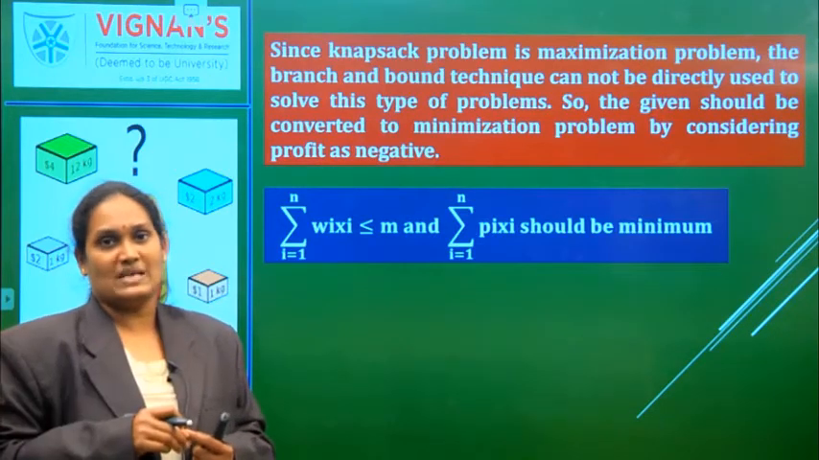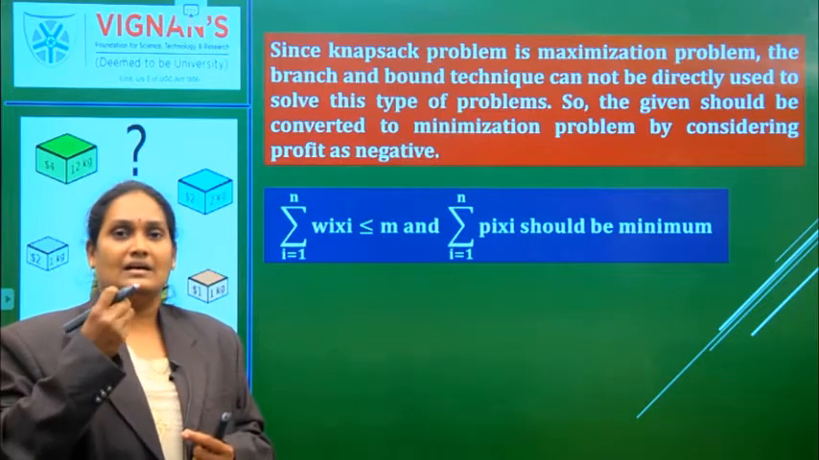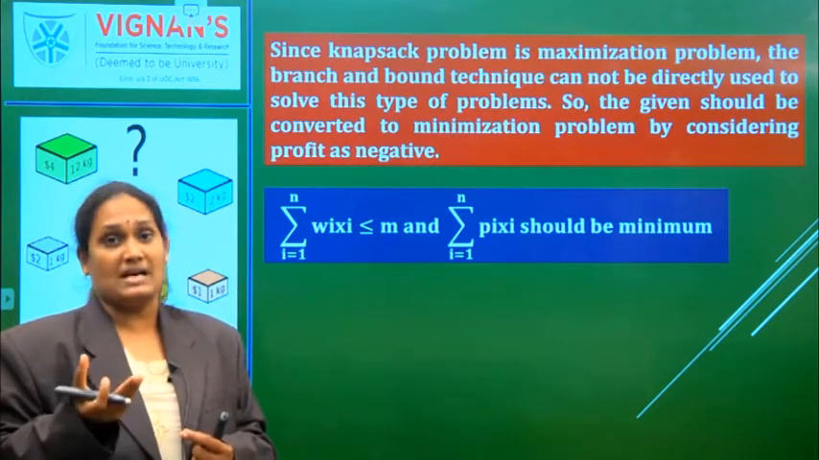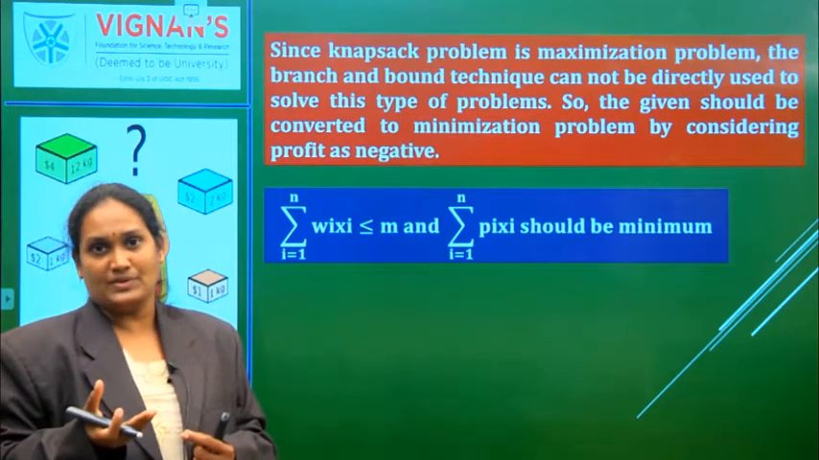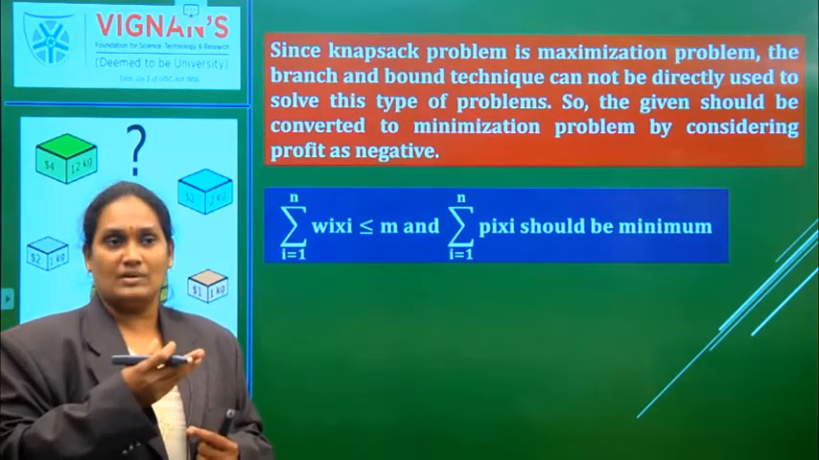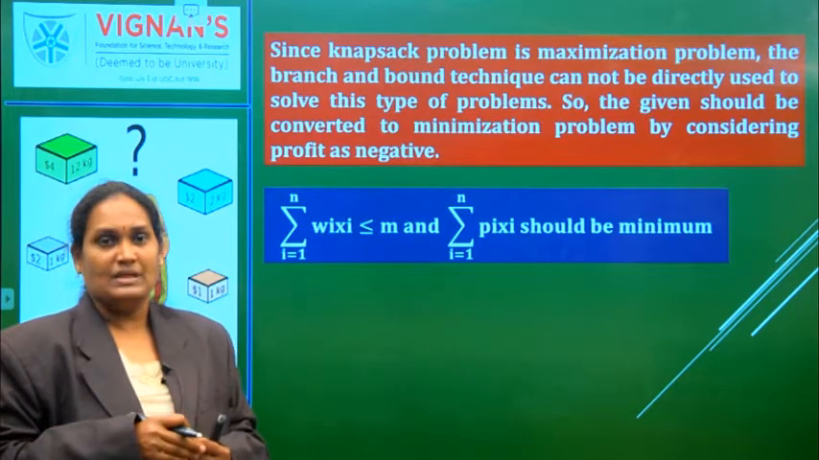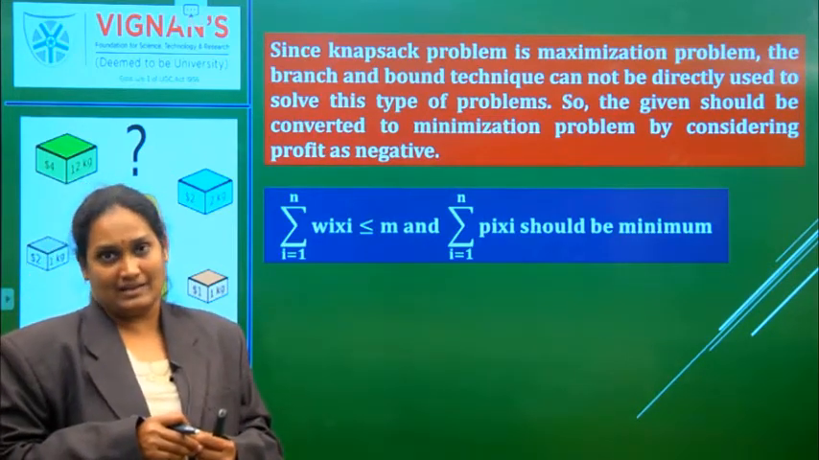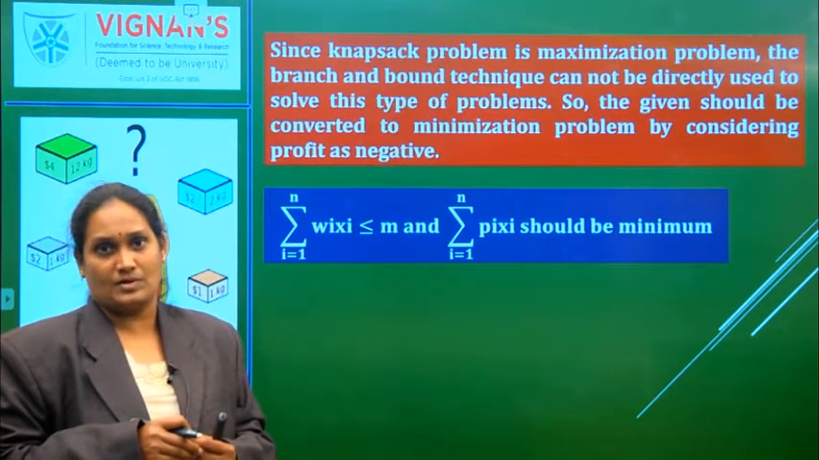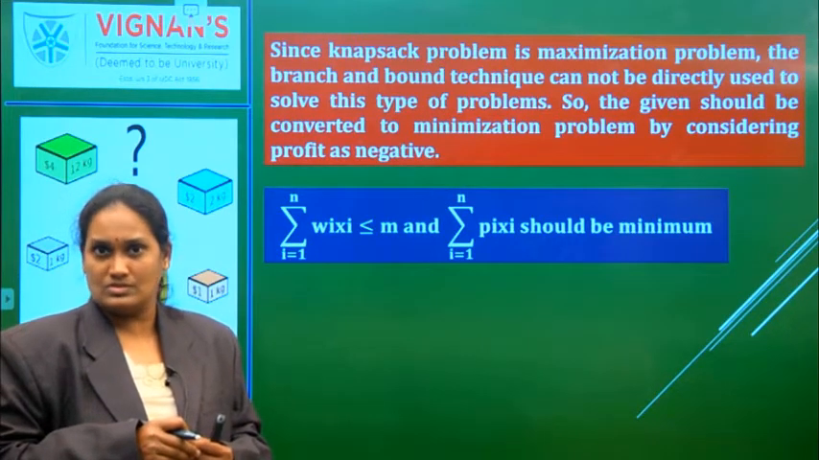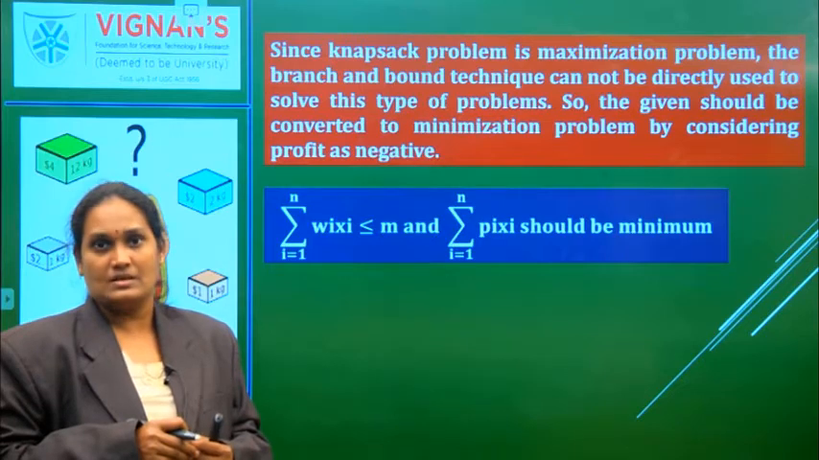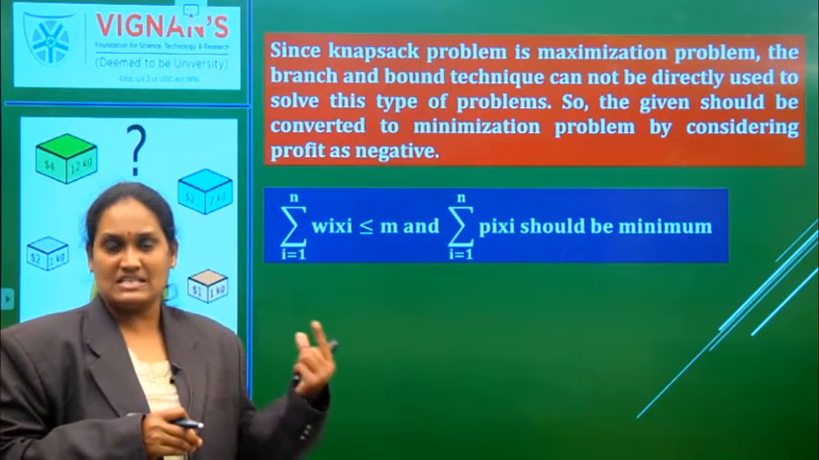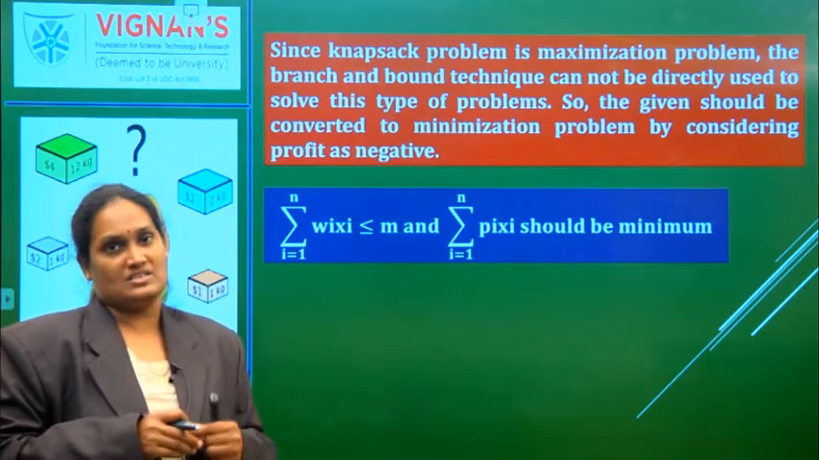But in the case of the knapsack problem, we need to find the objects which return the maximum cost, that is, the maximum profit. So that's why this problem is a maximization problem. But the branch and bound algorithm design strategy cannot be directly used to solve maximization problems. It is used to solve minimization problems. So here we need to convert our maximization problem into a minimization problem.